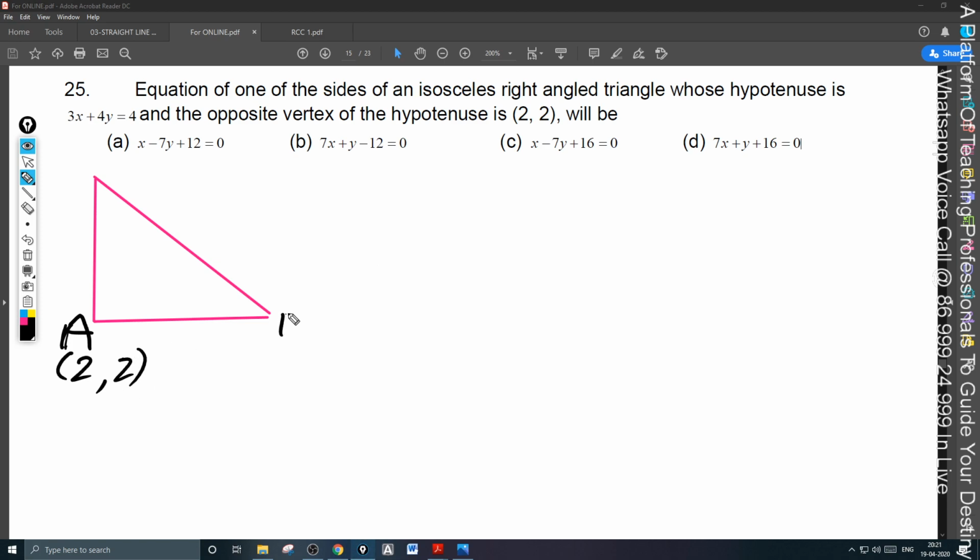This is BC. What is it that we need here? We need the equation of one of the sides. Now, this is nothing but 90 degrees. And obviously, because it is an isosceles triangle, this becomes 45. And this is also 45.